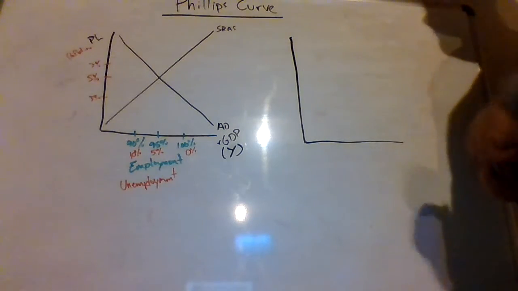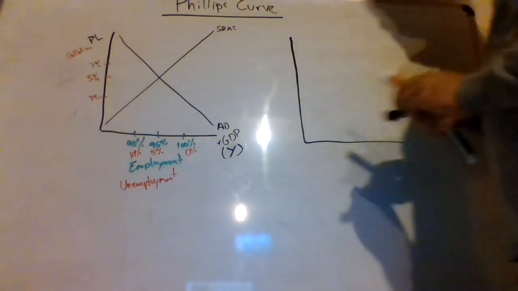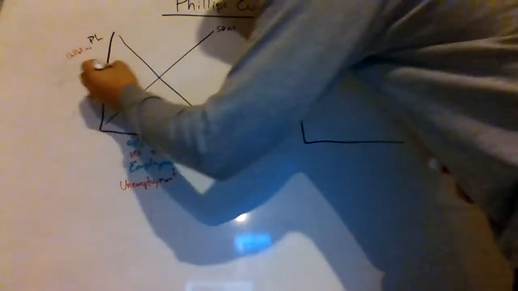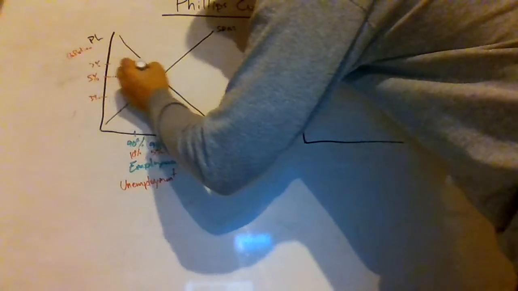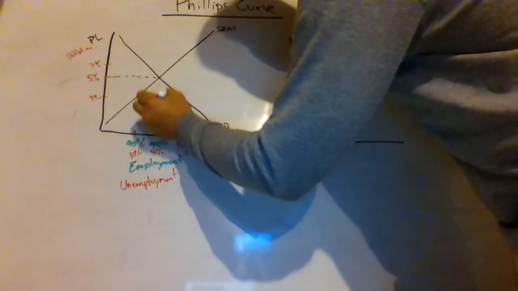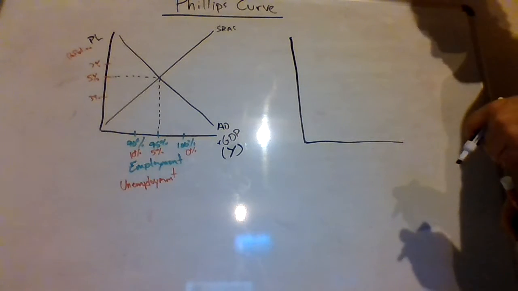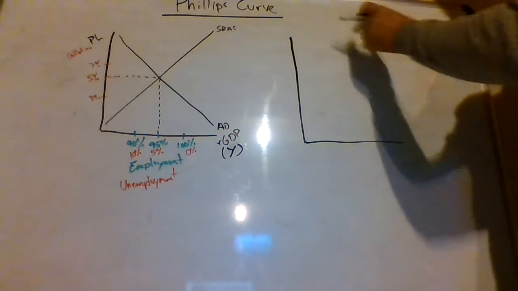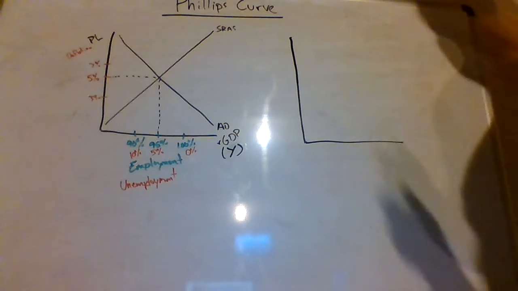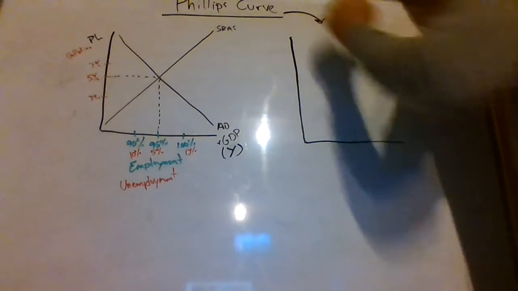And so again, what we're going to eventually see as of right now is that our inflation rate is 5%. Our unemployment rate is also 5% at this particular equilibrium. So we're going to take that over, and we're going to do our Phillips curve, over here.